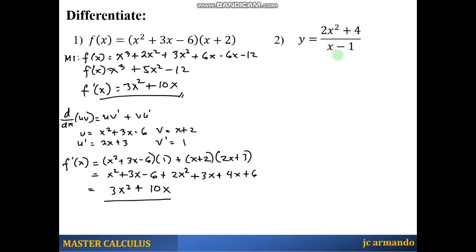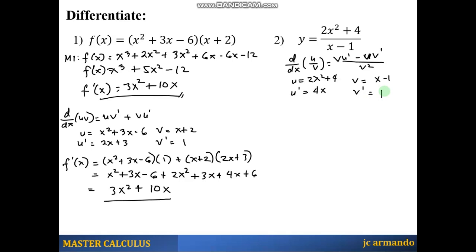Okay? So what about this one? We have the rational function y equals 2x squared plus 4 over x minus 1. So use the quotient rule. So we have u over v derivative is just equal to v u prime minus u v prime divided by v squared. Let's take u, the numerator, 2x squared plus 4. So u prime is equal to 4x, right? Then v equals x minus 1. So v prime is equal to 1.